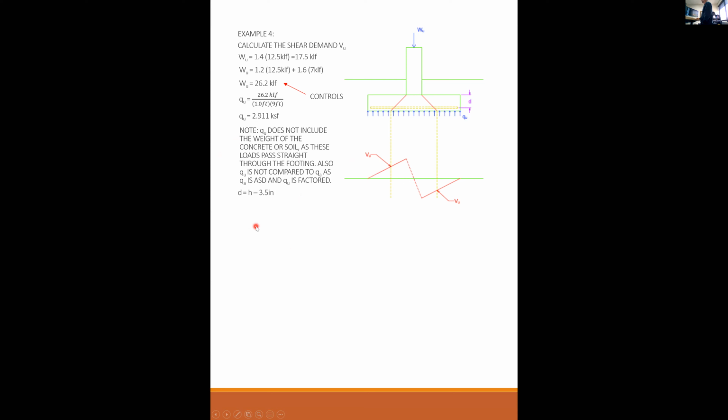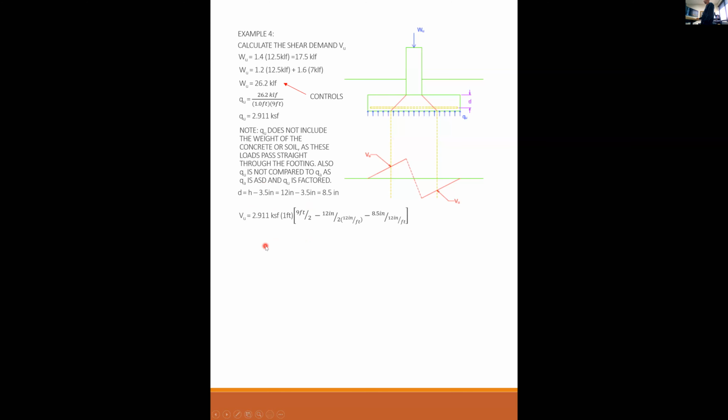Okay, so D is equal to H minus 3.5. Why 3.5? Because it's 3-inch cover for soil, plus we just assume that the bar to the center of the bar is 1/2 inch. We could refine that later as we get through our design, but for now, 3.5 is a good round number to use. So I chose a foundation 12 inches thick, minus 3.5 inches gives me a D of 8.5 inches.